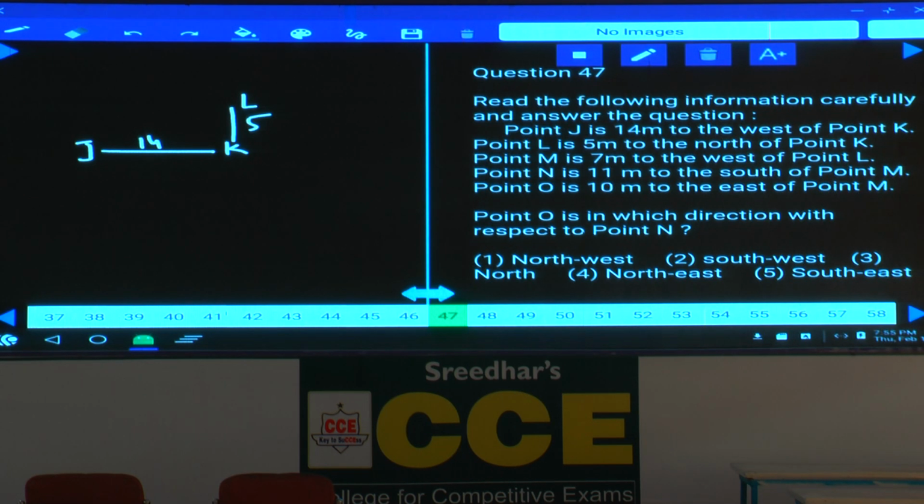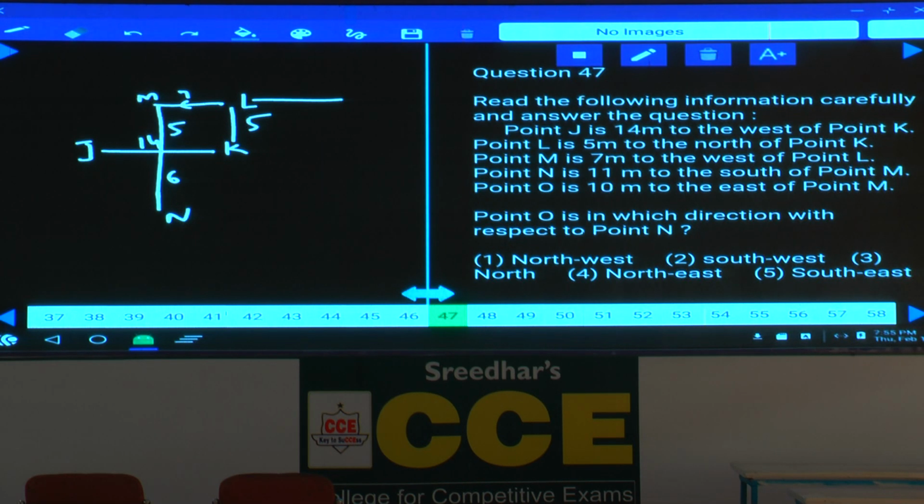M is 7 meters to the west of L. L is here. This will be M and 7 meters to the west of L. And N is 11 meters to the south of M. N is 11 meters from here. N will be somewhere here, 11 meters, out of which this will be 5 and this is 6.